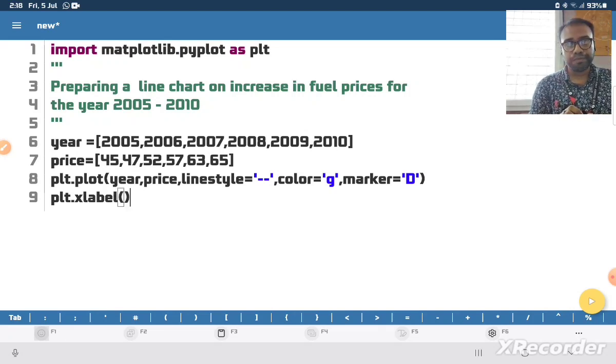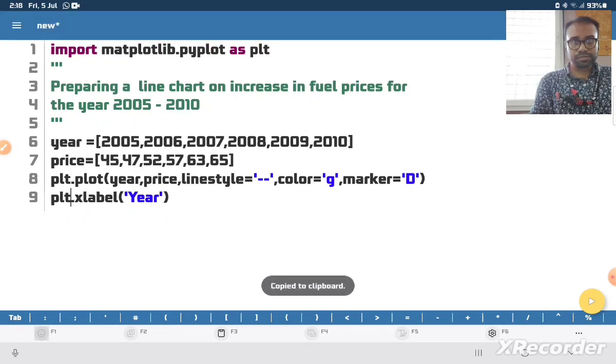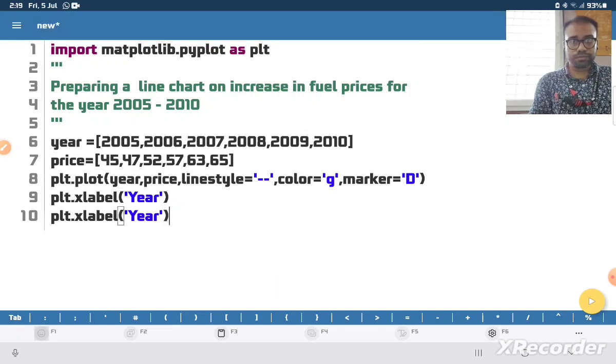Now the traditional functions you saw: plt.xlabel for the title of the x-axis. So in the x-axis what do we have? We have the year. Let us copy this. plt.ylabel. What do we have here? In ylabel I am going to put the price.